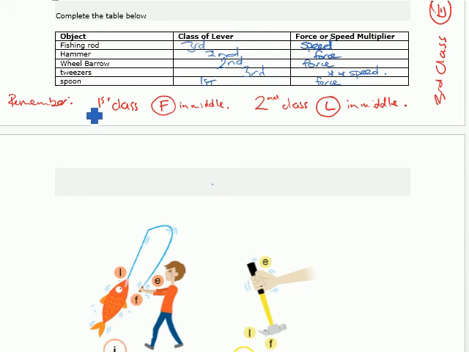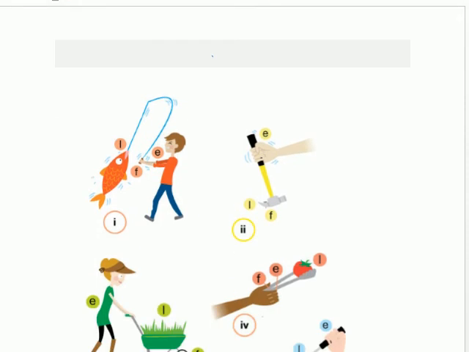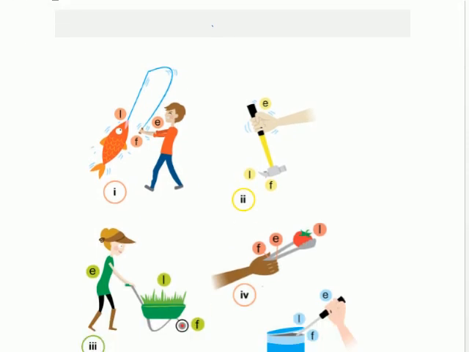Okay, number 2, the hammer. What's in the middle? The load. The load is in the middle. So a hammer is a second class lever. Wheelbarrow, load in the middle, second class lever. Force multiplier because it's a second class lever. 4, the effort is in the middle, so it's third class. Third class are always speed multipliers.